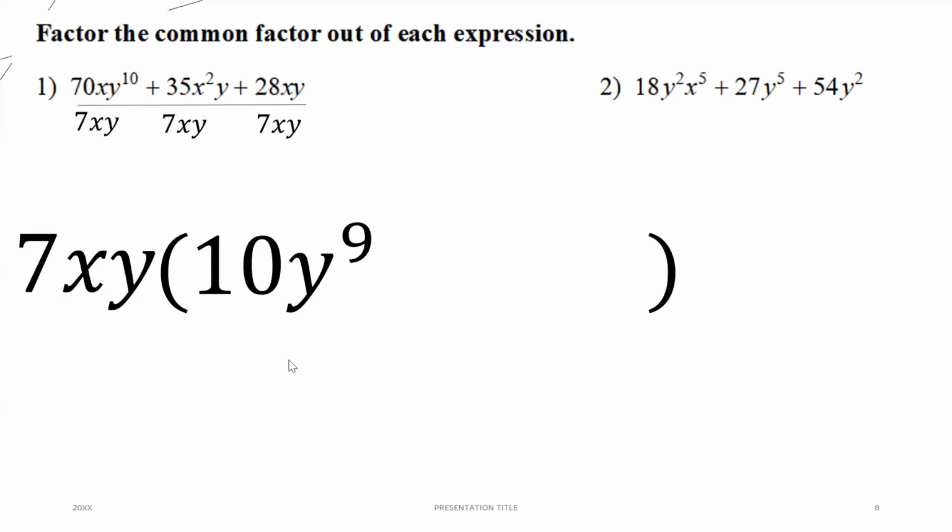Dividing that out of there, we would end up with 10y to the 9th, 5x, and then the last term would just be a positive 4.